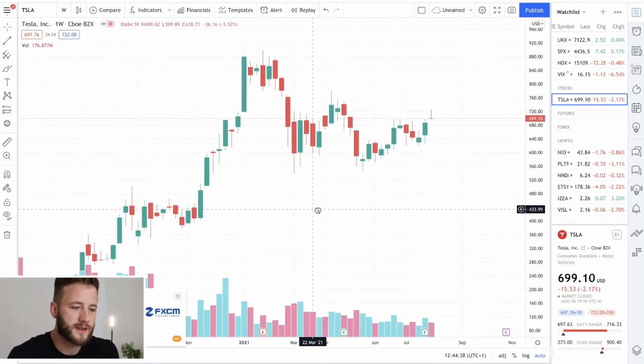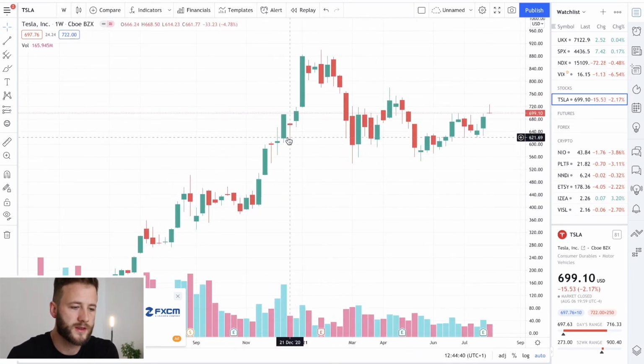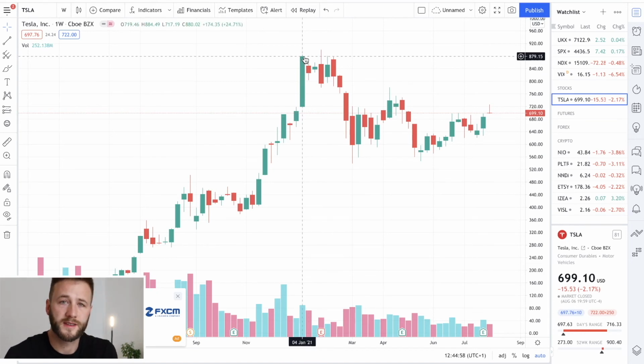As you can see, Tesla last year, in 2020, had a very, very good year. They started off here at 407 on the 16th of November, and 1, 2, 3, 4, 5, 6, 7 weeks later, they topped out at 879. So you can see the gains that the Tesla investors made during that point.